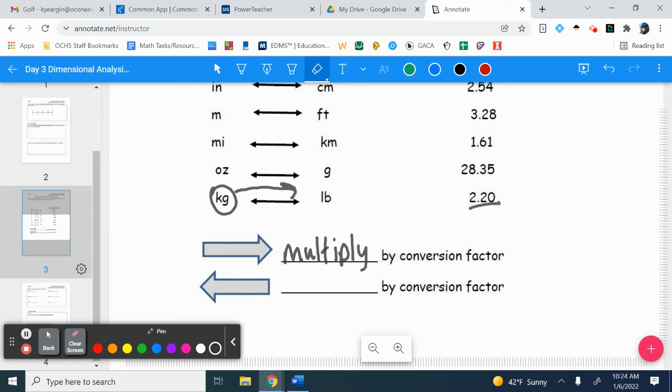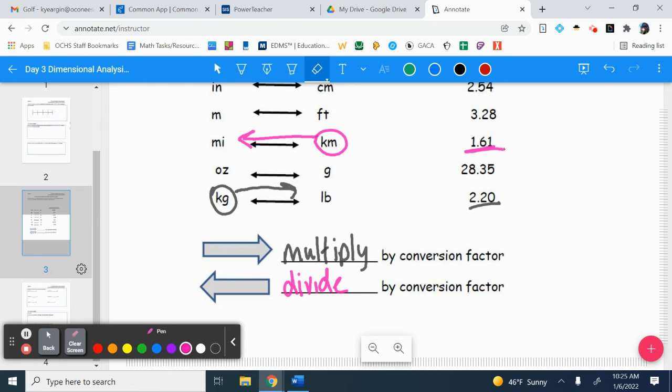If I'm moving to the left, meaning I'm starting at a smaller unit, let's say kilometers, and I want to change this into the larger unit of miles, I am going to divide by my factor, which in this case would be 1.61. So the main thing to remember at this point is if I'm moving to the right, so if I start on the left-hand side and I'm converting it to something on the right-hand side, I'm going to multiply by the conversion factor given.